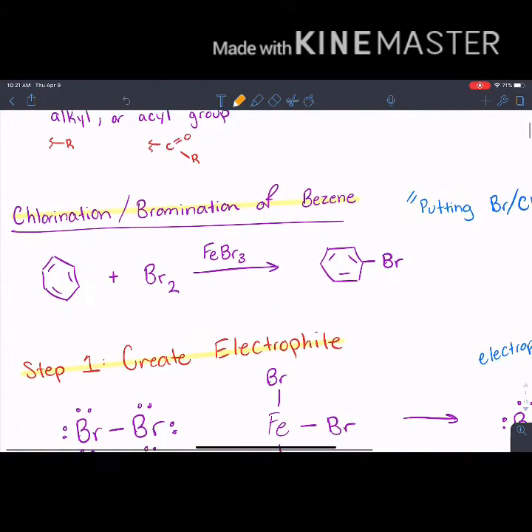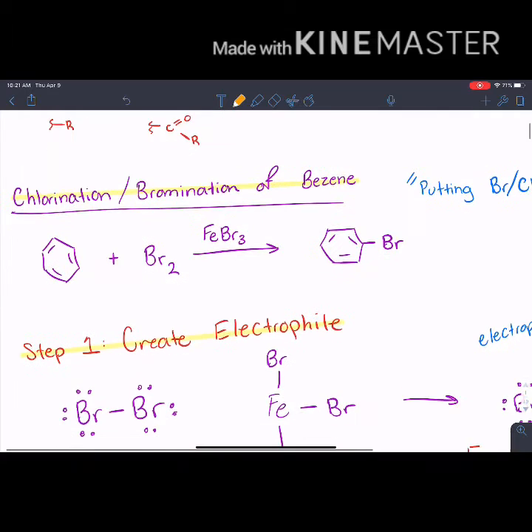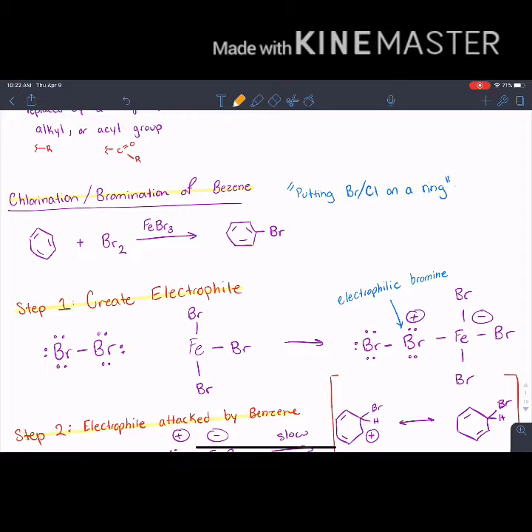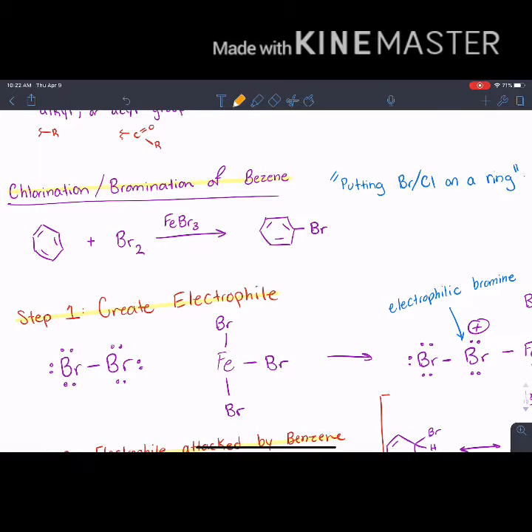So in order to get these reactions to happen, we have to use specific reagents. In this case, I'm going to use chlorination, I'm going to do chlorination/bromination of benzene. And this is just a fancy way of saying putting Br or Cl on a ring. You use Br2 and FeBr3 as one step, and then that will place a bromine on your benzene.